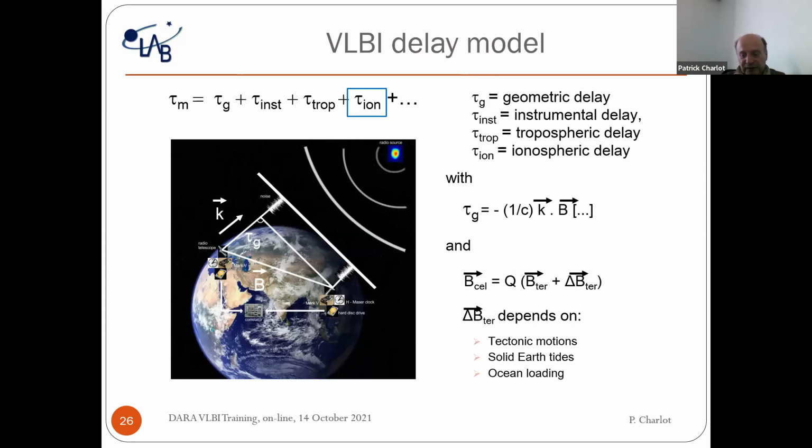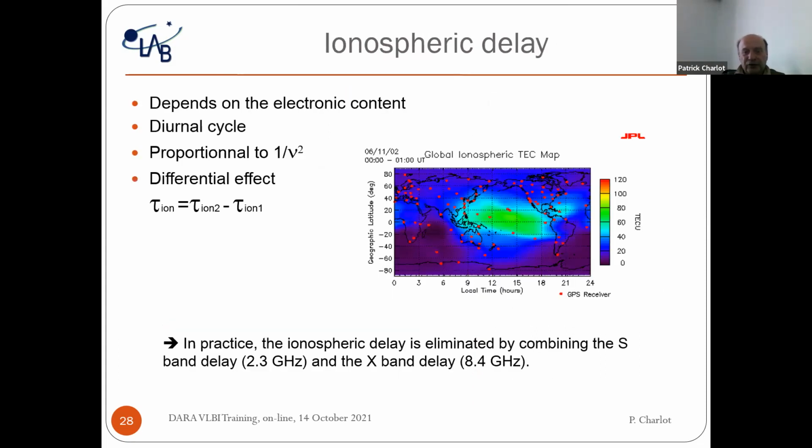Okay, so I will finish this overview of the modeling with the ionospheric component. The ionospheric component depends on the electronic content of the atmosphere, and the electrons are due to ionization by the sun. So it's high during the day at the local site and low during the night, because the sun doesn't ionize the atoms. And one thing is that it is proportional to the inverse of the squared frequencies.